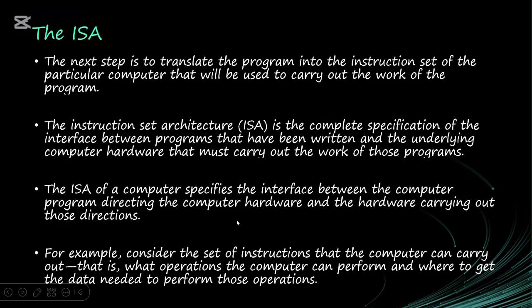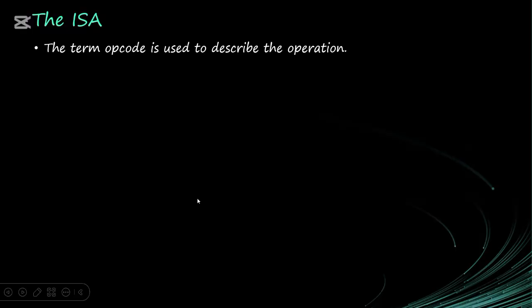Okay, that is what operations a computer can perform and where to get the data that are needed to perform these operations. Now every computer has a set of operations that they can perform, and they also have places where they can get this data and ways of getting it. The operations that computers perform, we call them opcodes. The data that the computer will be operating on, we call them operands.